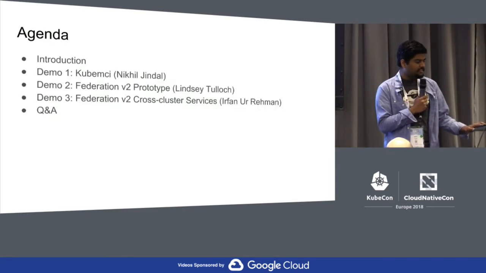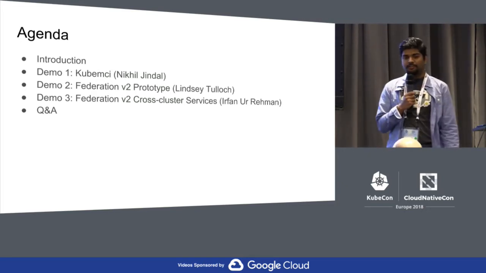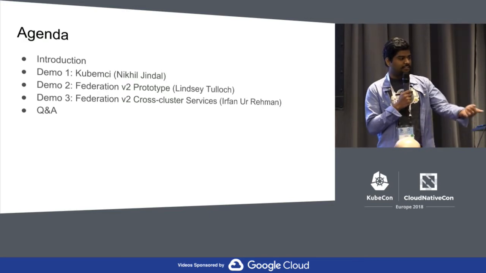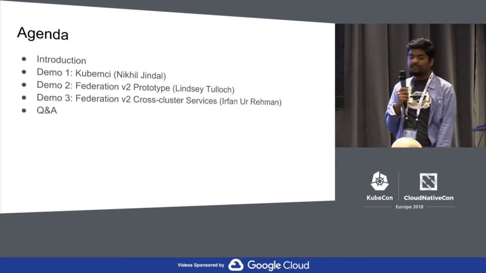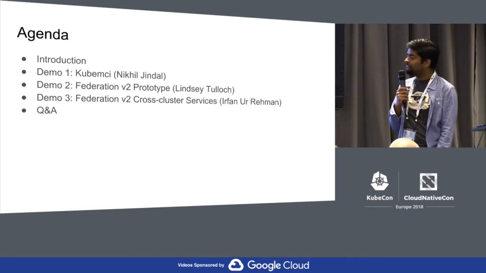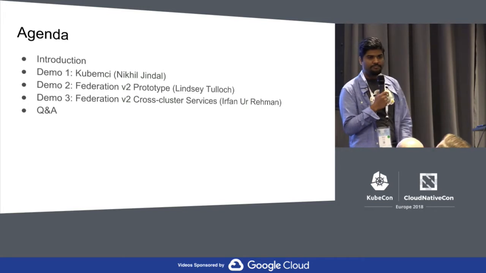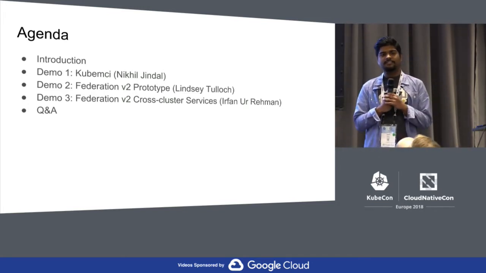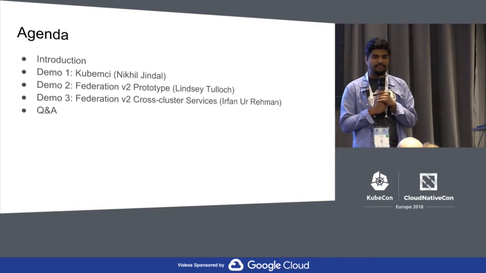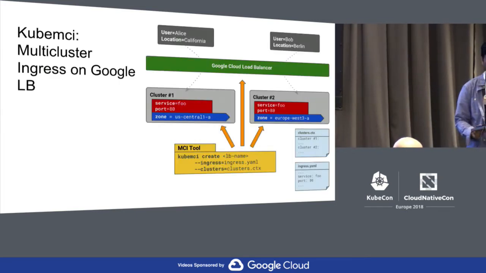The way we've structured it is we have 3 demos today. First, I'll start with demoing kubemci, which is our tool for multi-cluster ingress. Then Lindsay from Red Hat will demo the Federation V2 prototype. And then Irfan from Huawei will present Federation V2 cross-cluster service discovery. As we present these demos, feel free to ask questions about any of these as you have them. And in the end, we'll have time for broader Q&A. So I'll start with kubemci.